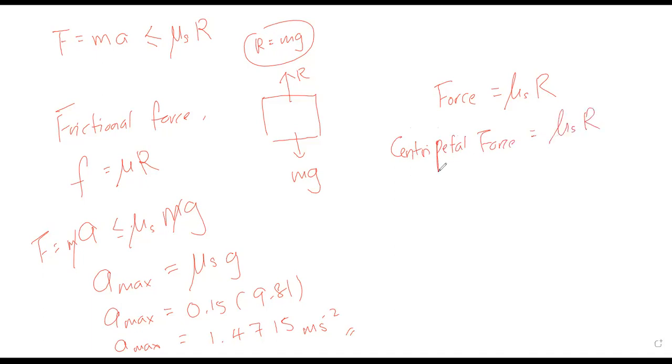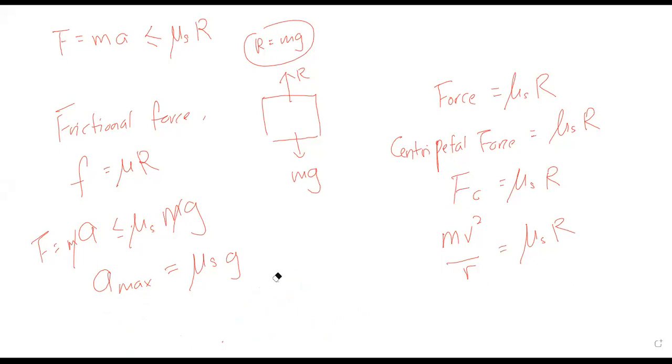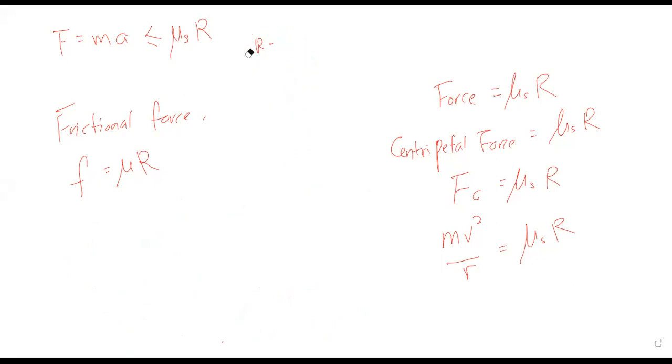What is the formula of the centripetal force? The symbol we use is F_c. F_c is equal to mu_s R. That means this is the maximum centripetal force. So mv squared over r will be equal to mu_s R. Meanwhile, we replace everything into the formula, where R is equal to mg, right?